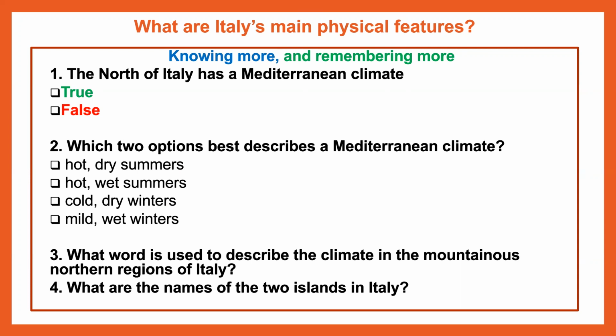Question 3. What word is used to describe the climate in the mountainous northern regions of Italy? Question 4. What are the names of the two islands in Italy?